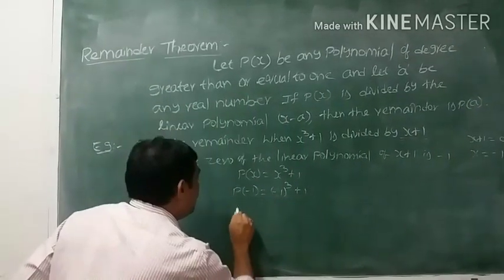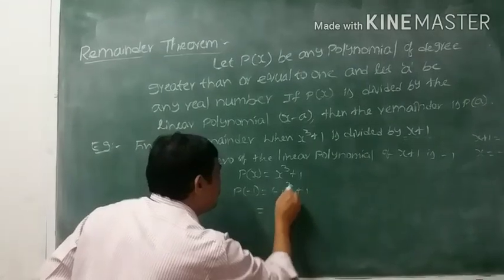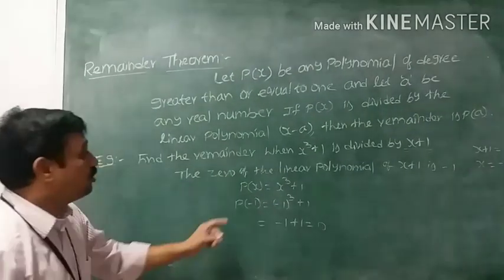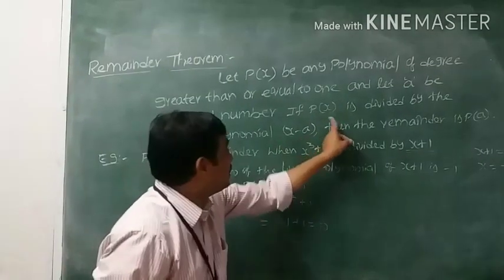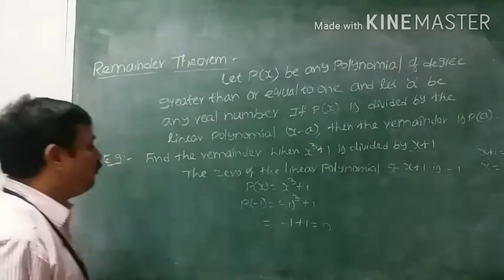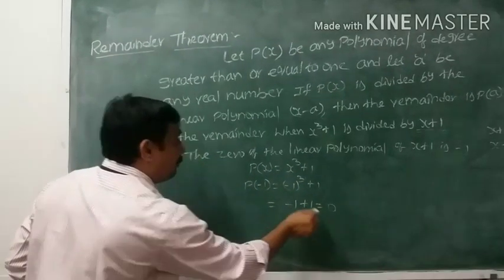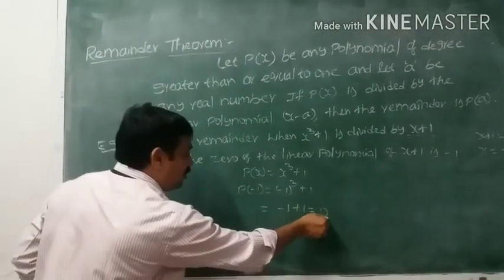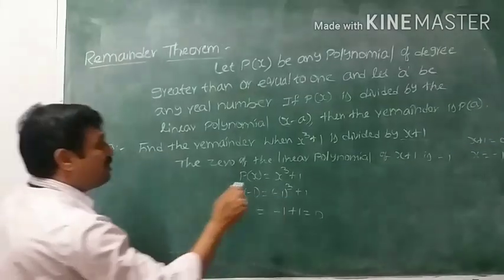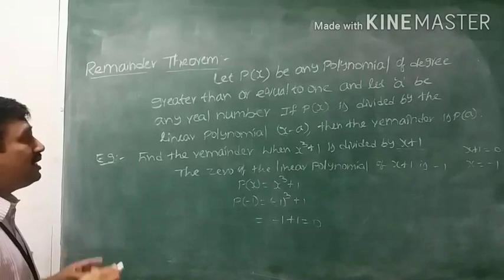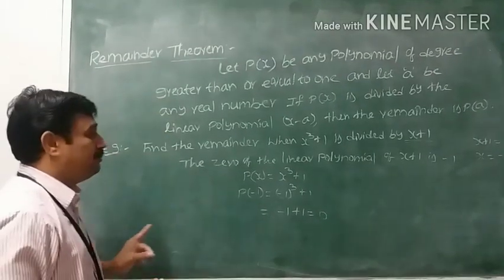That means here what remainder will we get? Minus 1 cube is nothing but minus 1, plus 1 is equal to 0. So this p of a is nothing but 0. Therefore, by doing this we will get 0, isn't it? By the remainder theorem we will get 0. So therefore x plus 1 is a factor of x cube plus 1. Then we will discuss another example according to this theorem.